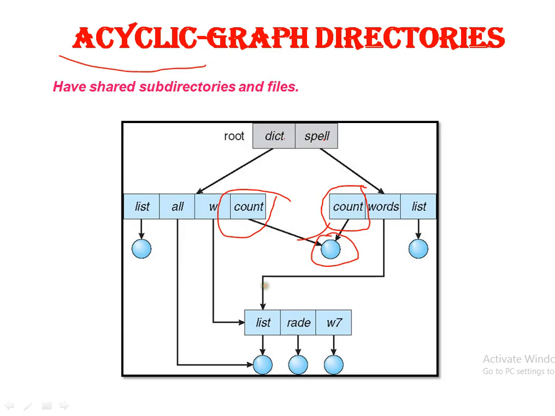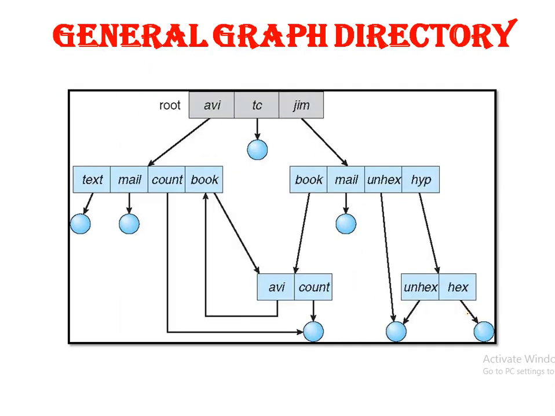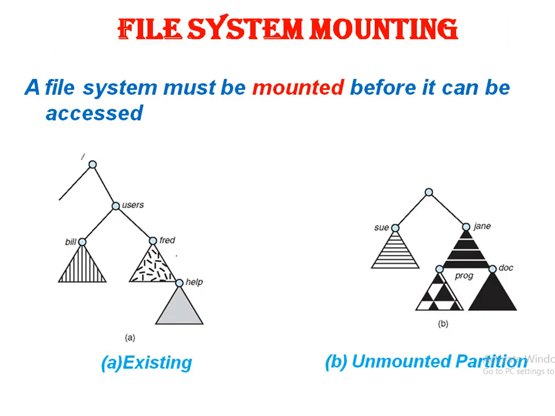Next, we shall see how to write the general graph directory. This is how we write the general graph directory, an example of your general graph directory. Next topic is file system mounting. What is file system mounting? A file system must be mounted before it can be accessed.